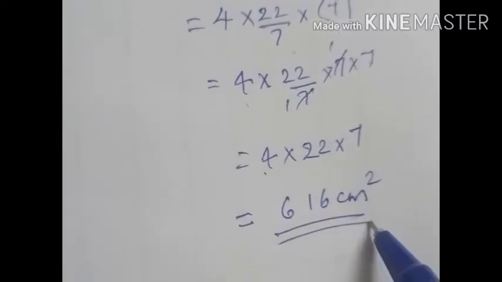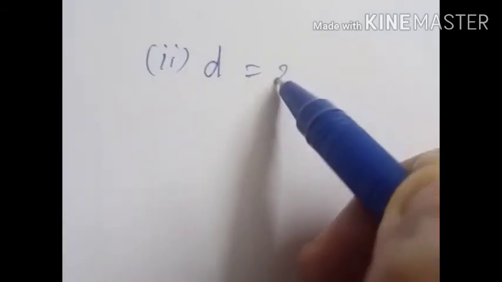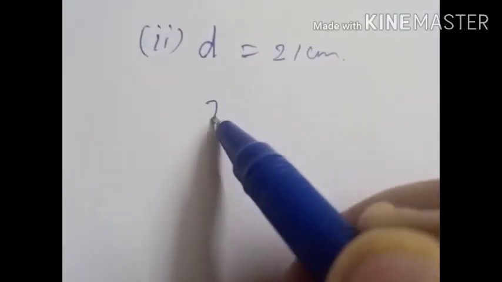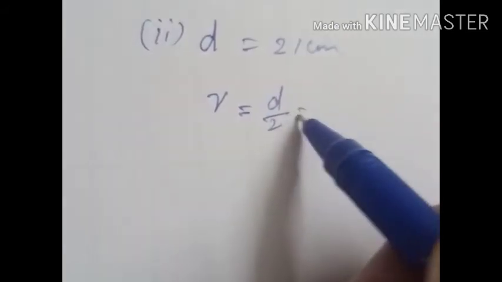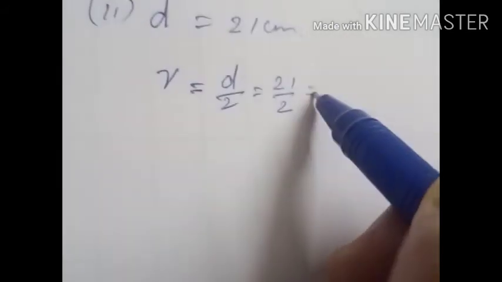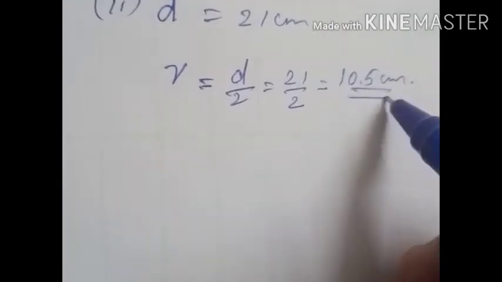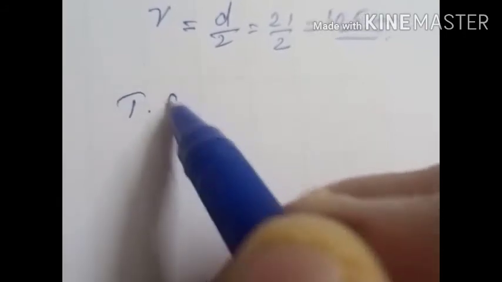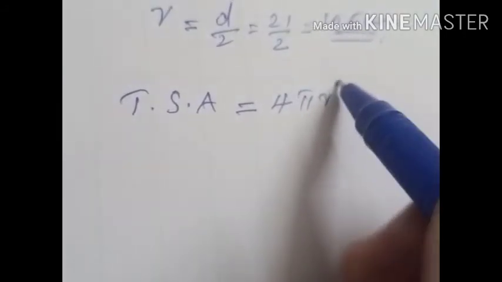616 centimeter square. For the second sub-question, it is given that diameter equals 21 centimeter. So here also we have to find its radius, that is d by 2 equals 21 by 2, that is equal to 10.5 centimeter. Then we have to find its surface area. So TSA of the sphere equals 4 pi r square.